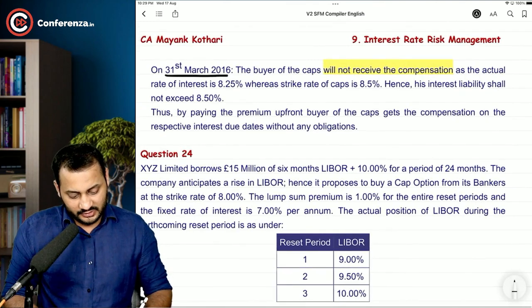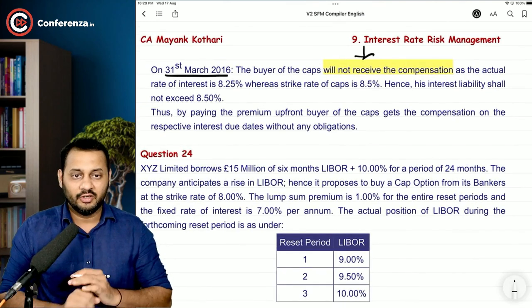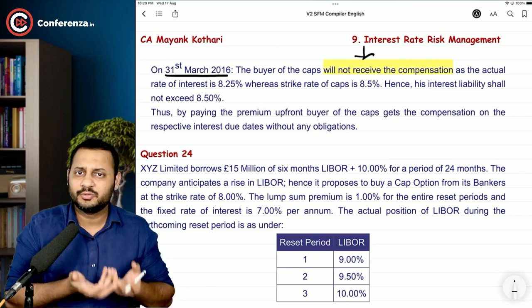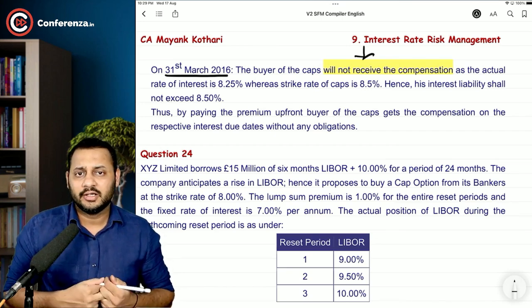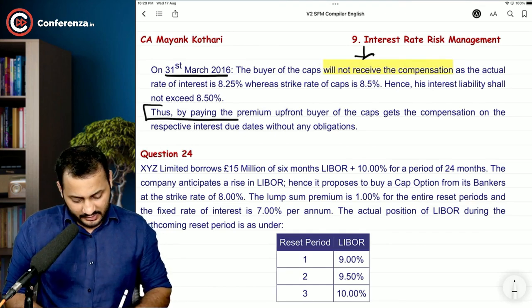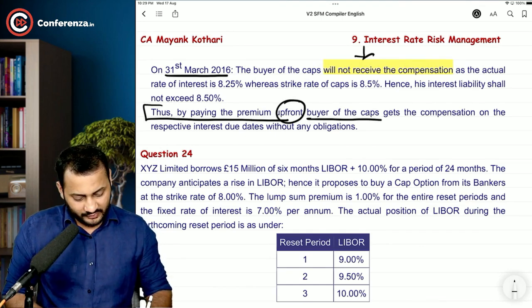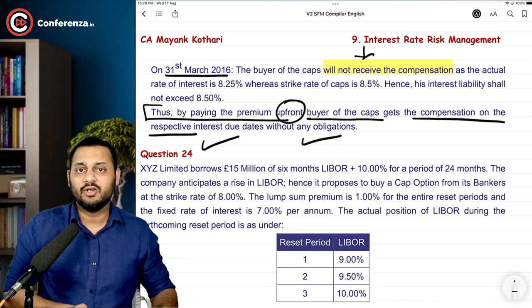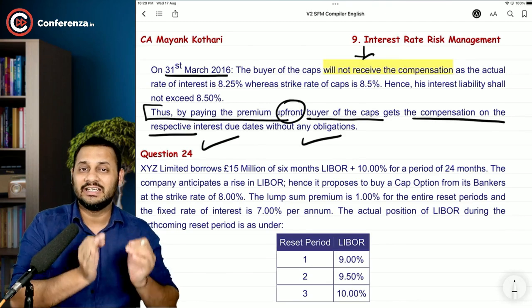On 31st March 2016, the buyer of the caps will not receive any compensation because the option did not get exercised. Okay, cool. Thus, by paying a premium upfront, the buyer of the caps gets the compensation on the respective interest due dates without any obligation, because he has bought the option.